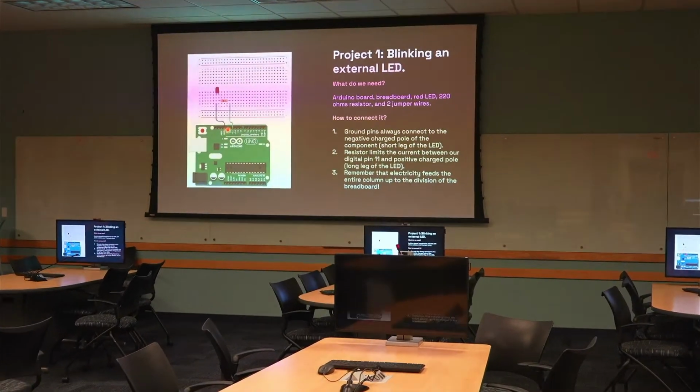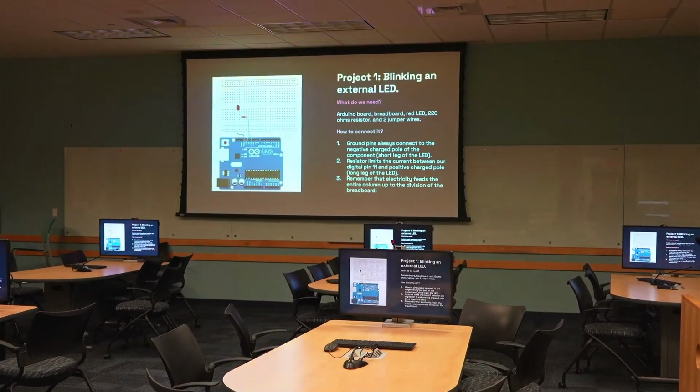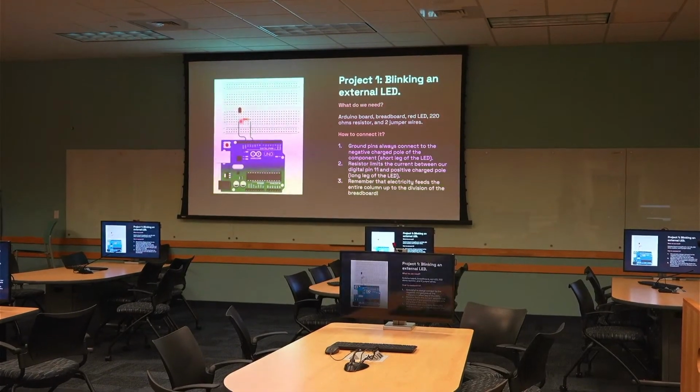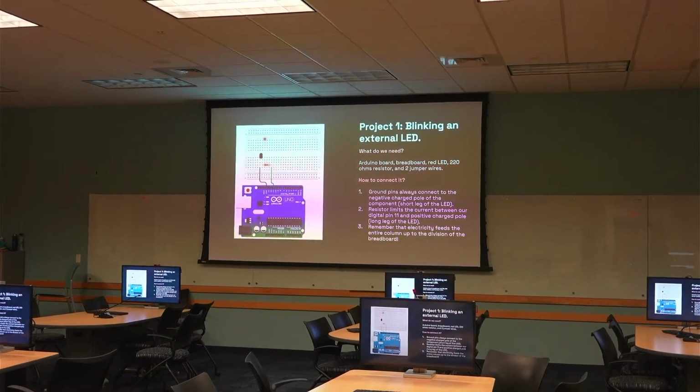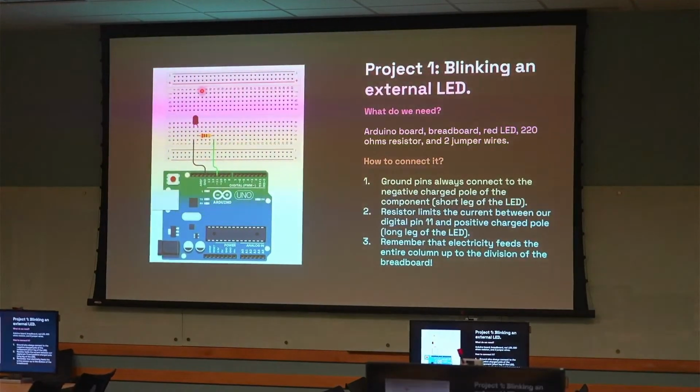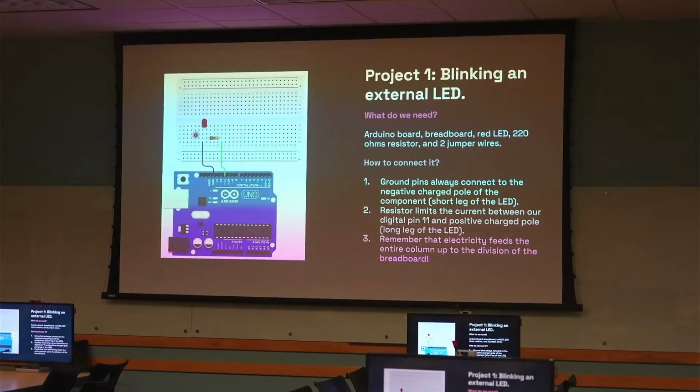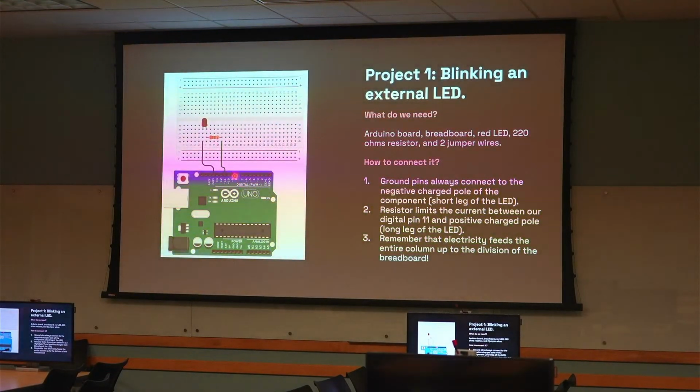And the same thing with the ground. Connect the ground, which always goes to the negative pole of the LED, which in this case is going to be our shorter leg of the LED. So make sure, again, the shorter leg is the negative, connected to the negative part, the ground pin, which is the GND pin.